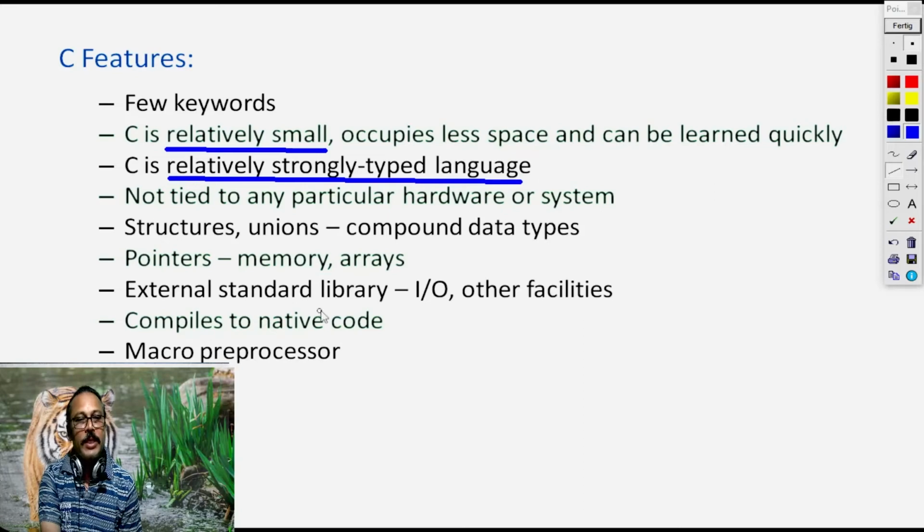C has an external standard library. So actually this library is not part of the C language. That's why it is an external standard library. Many people can have written the libraries, and you can add them depending on your requirement.